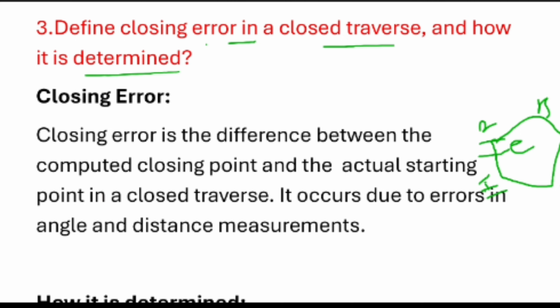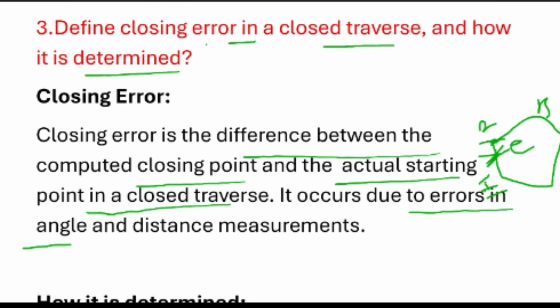Coming to the definition, you can write: the difference between the computed closing point and the actual starting point of the closed traverse. Nothing but when you start from a point and again come to the same point, there is a small distance, that we call the closing error. This error may be in angle or in distance, based on the distance and angle. That we call the closing error.